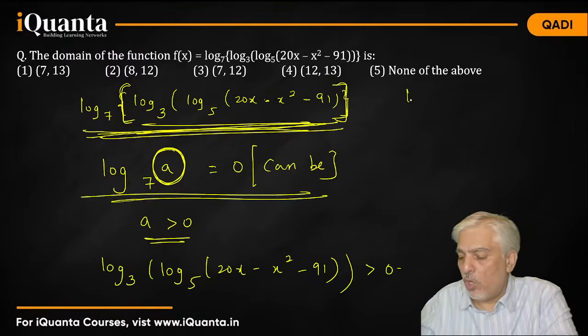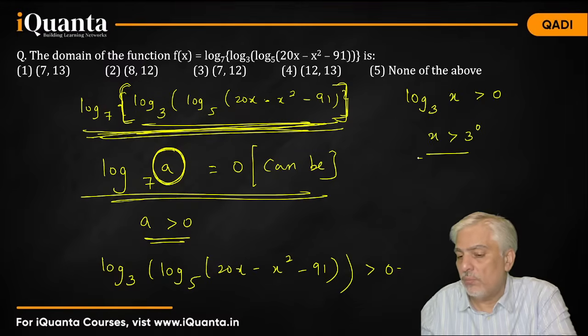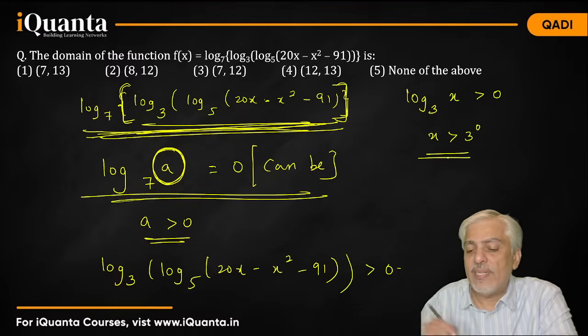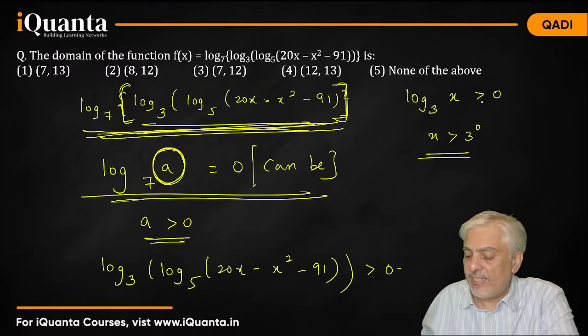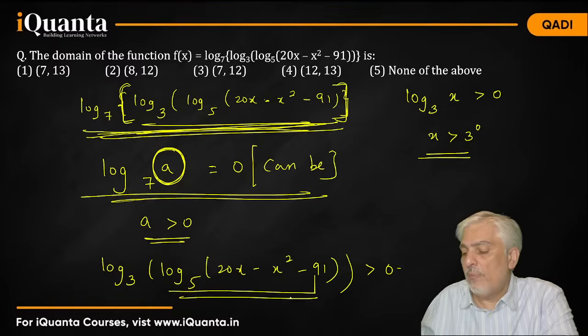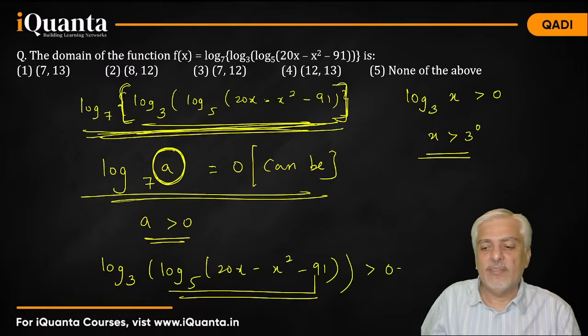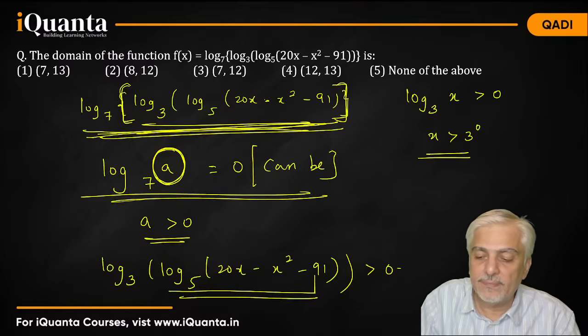When you have log, just giving the rough, log x to the base 3 is greater than 0. So what can I write? X is greater than 3 raised to 0. So explaining the next step. In this case, this whole thing will become greater than 3 raised to 0. 3 raised to 0 is 1. And then again, one more time, the same thing. And then you get the quadratic.